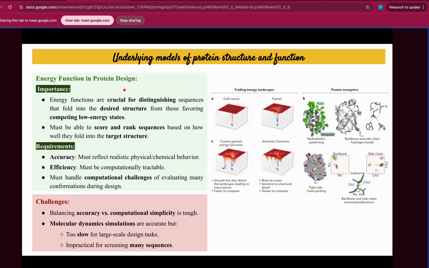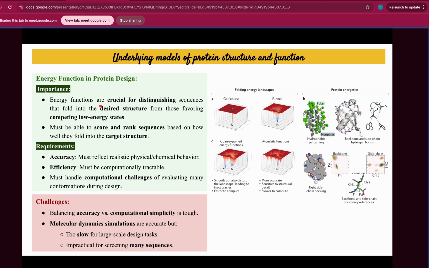Then comes energy function in protein design. So when you are moving with the rational design, then you also need to see that if you have brought about certain mutation in the protein, whether it is stable or not. Although you have brought about that mutation, what if it is not stable and it gets degraded? So for that we need to find out the energy function.